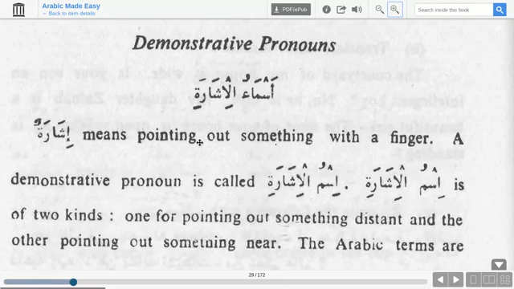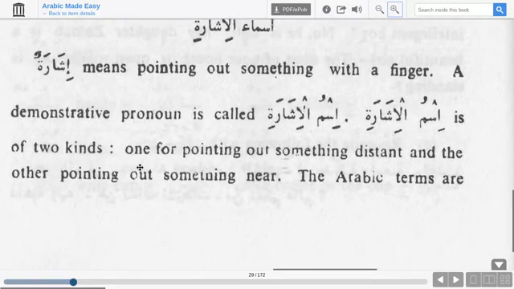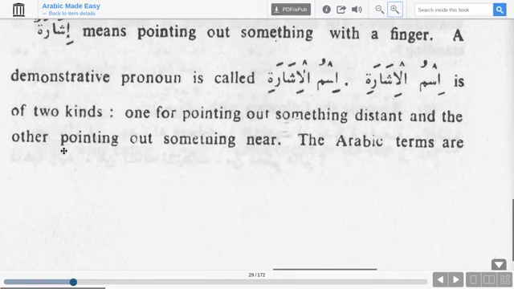So, al-ishara means pointing out something with a finger, meaning indicating something. It doesn't mean literally pointing with your finger, but talking about or indicating something that is far or near. A demonstrative pronoun is called ismu al-ishara. Ismu ishara is of two kinds: one is indicating something that is at a distance, and the other is indicating something that is near.